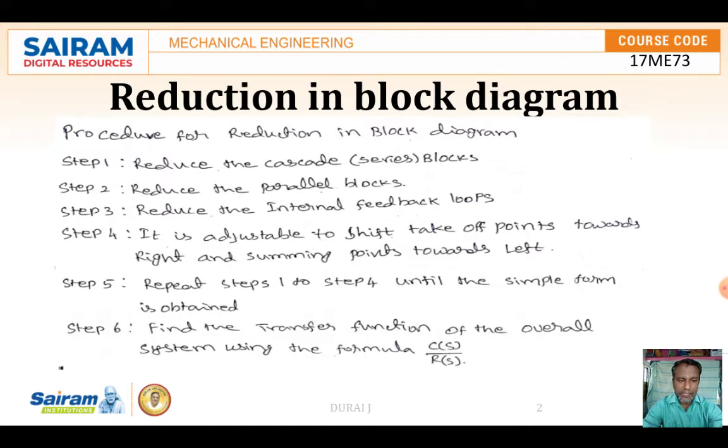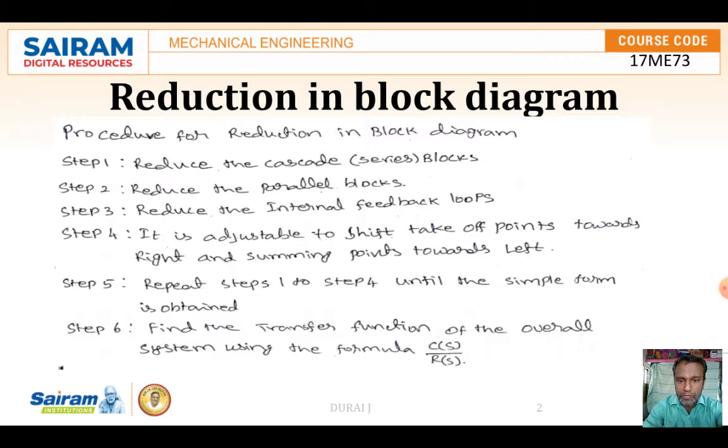Then in the second step, we reduce the parallel blocks, which are the blocks arranged in a parallel manner. The third step is to reduce the internal feedback loops. And the fourth step is to shift the takeoff points towards the right side and the summing points towards the left side.